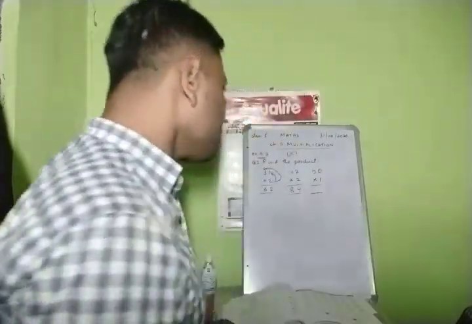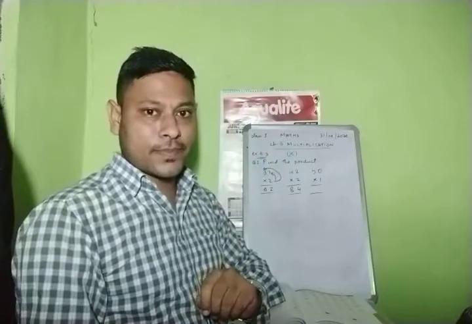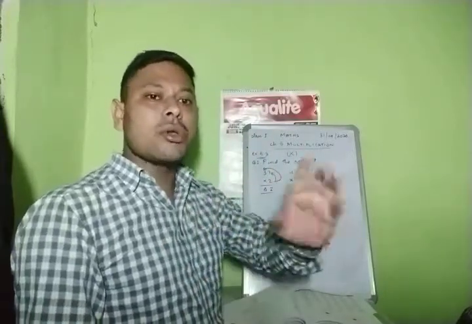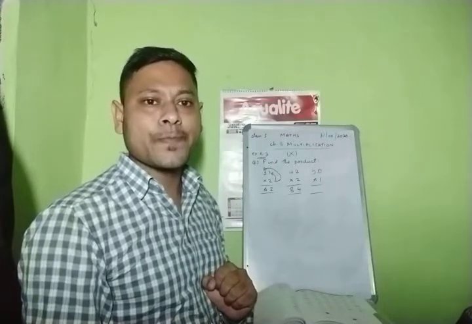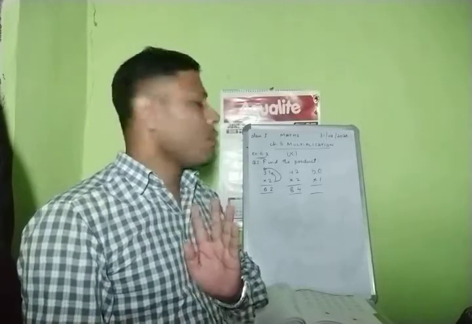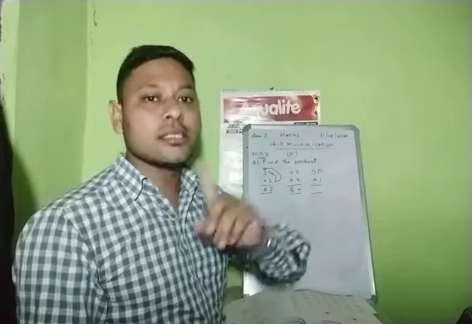50 into 1. We know that 1 1s are 1. Yes or no children? 1 1s are 1. But 1 zeros are how much? Can anyone say? 1 zeros are? Anyone? Okay. 1 1s is 1, but 1 zeros are 0.